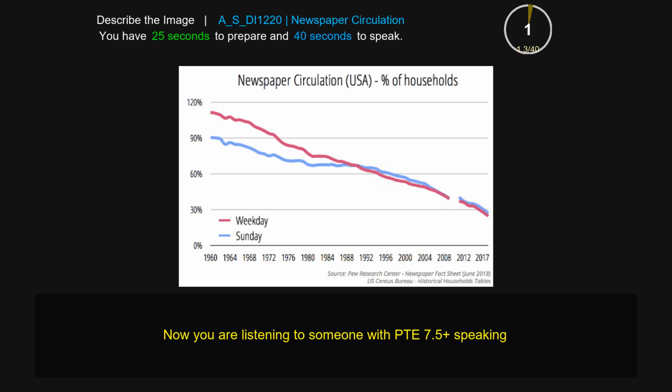This image gives information about the newspaper circulation in USA. There are a number of elements in this image. From this image, I can say that the highest value is the weekly and Sunday, which is indicated by the red and blue color. Now the second highest value is 1960 and 1964, which is about 120%. If we talk about the lowest value, in 2017, which is about 30%. In conclusion, this image was very informative.